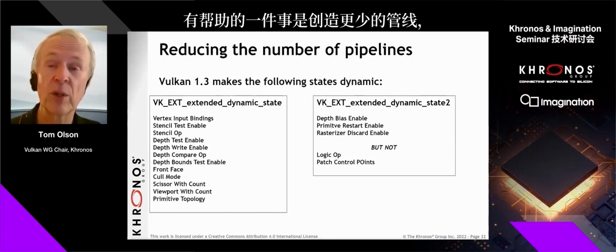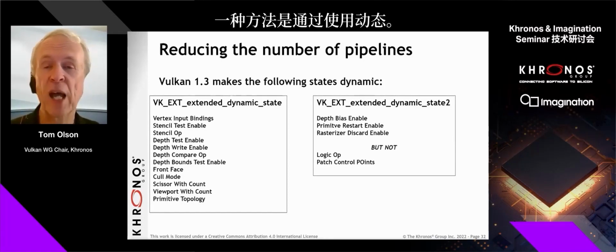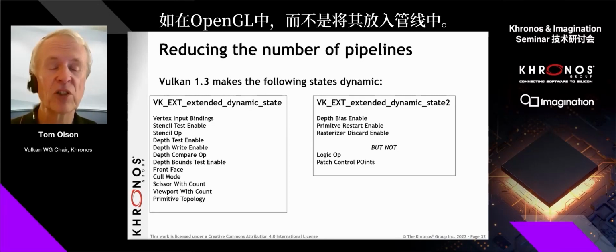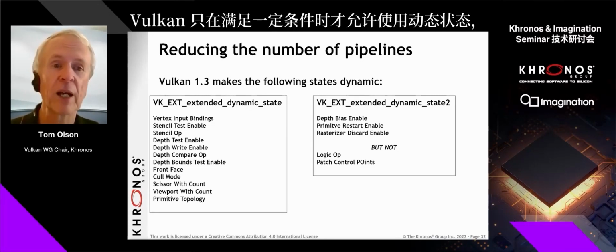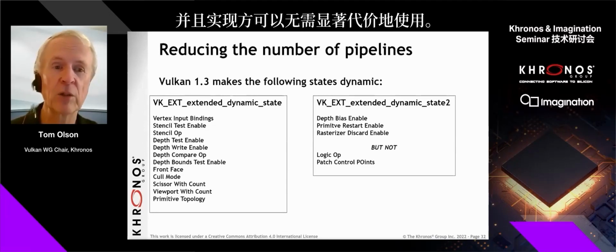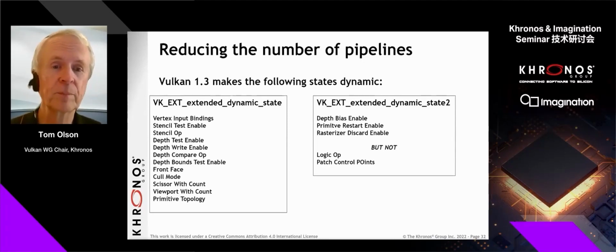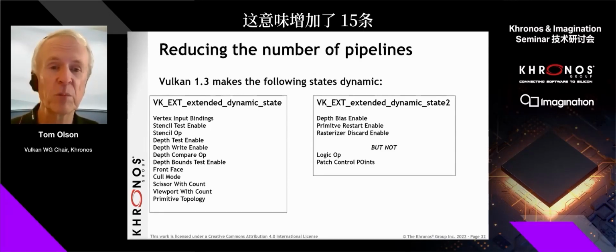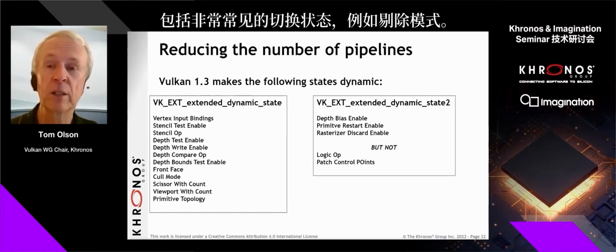One thing that helps is to create fewer pipelines. And one way to do that is by using dynamic state. That is, state that you set on the command buffer during rendering, like in OpenGL, instead of putting it in the pipeline. Unlike OpenGL, Vulkan only allows state to be dynamic if the implementation can treat it as orthogonal and use it without significant cost. Vulkan 1.3 promotes 2 extended dynamic state extensions to core. That adds 15 pieces of guaranteed dynamic state, including very commonly toggled state, such as cull mode.